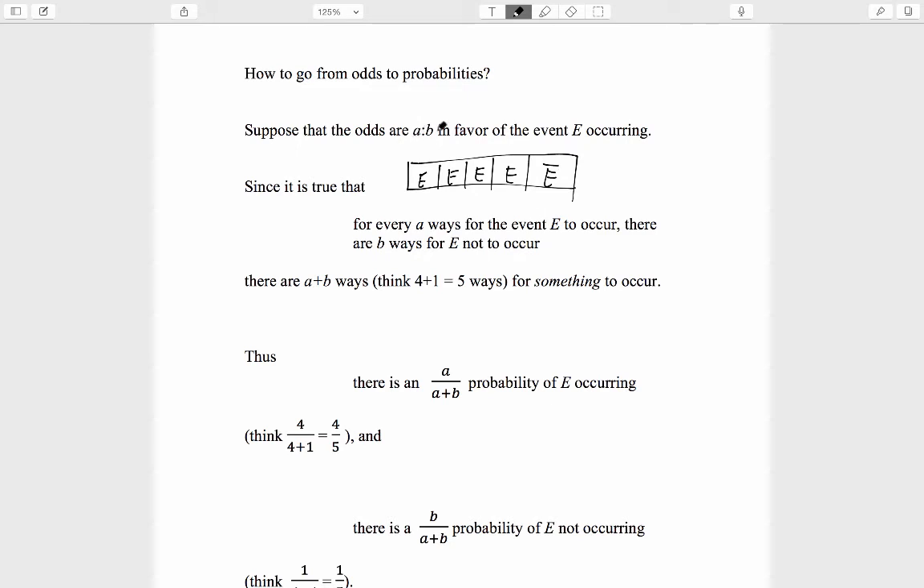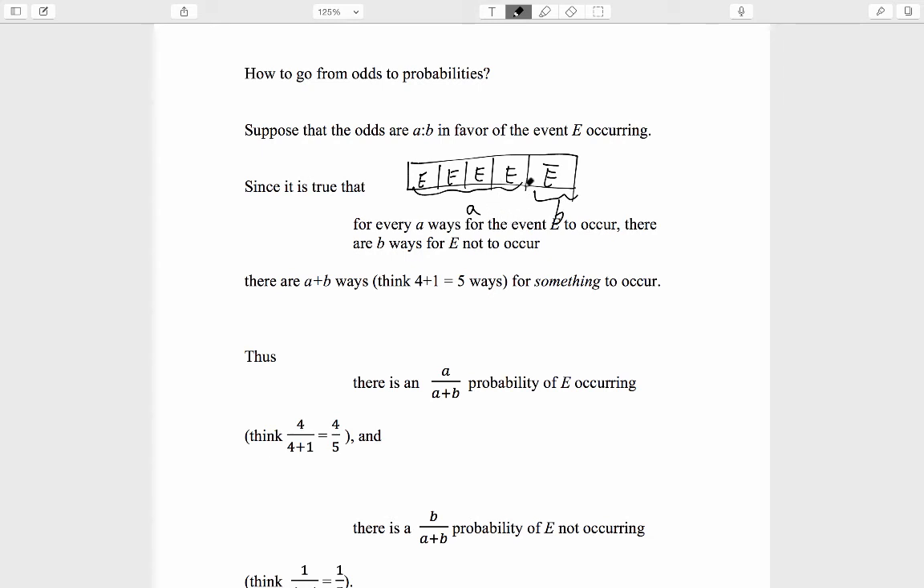Given that the odds are A to B in favor of E occurring, that means it's true that for every A ways for the event E to occur, there are B ways for E not to occur. That means that there are A plus B total ways for something to occur. Thus, there is an A out of A plus B probability that E occurs, right? The fraction of the time that E occurs is A out of A plus B.